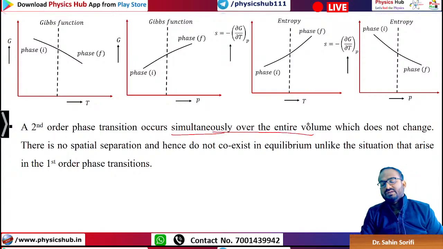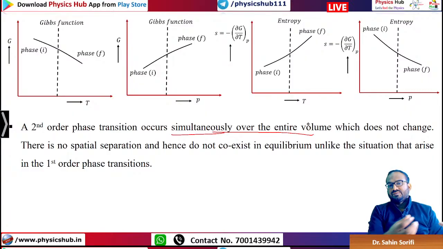If you consider, let's say, ice filled water, you see some portion of the water remains icy, some portion watery, and as you increase or decrease temperature, the phase transition does not happen simultaneously all over the volume. It happens locally, right? Some portion of the ice melts, some portion of the water gets into ice, like that. But in case of second order phase transition, it occurs simultaneously over the entire volume, which does not change. There is no spatial separation, hence the phases do not coexist in equilibrium.